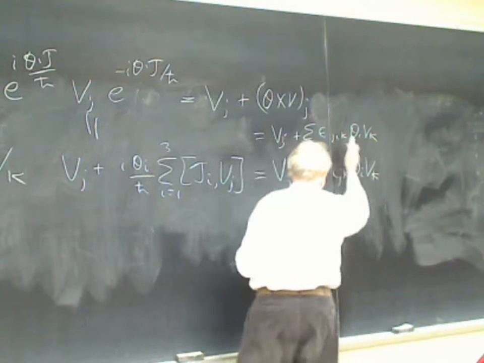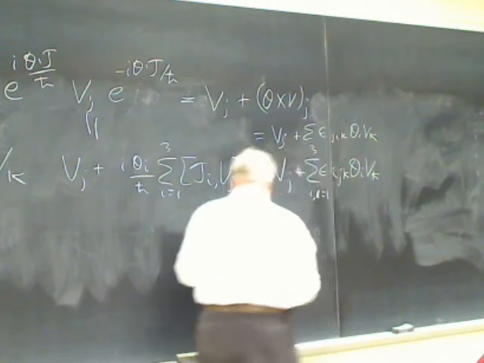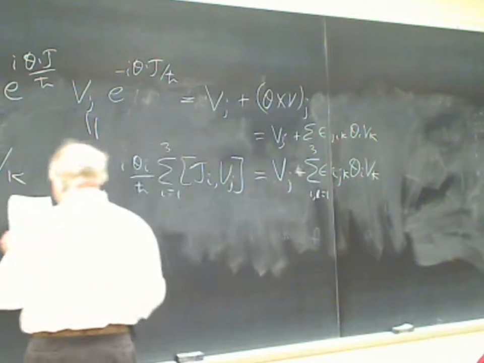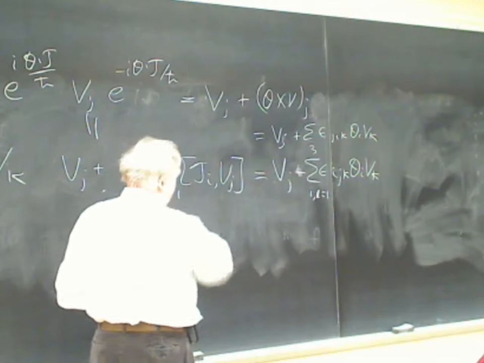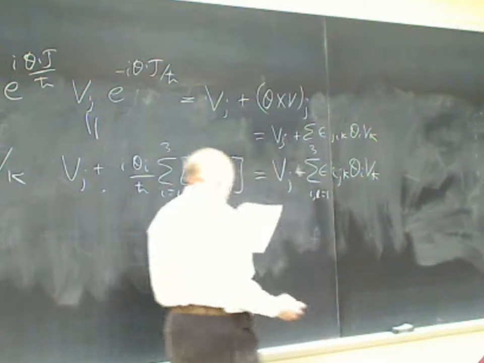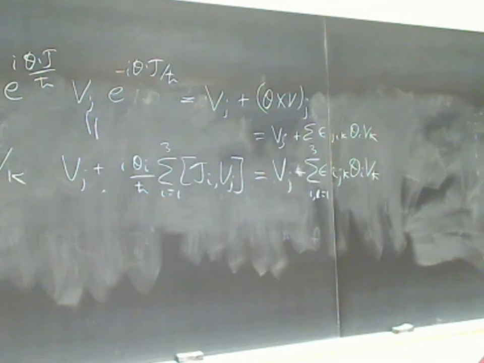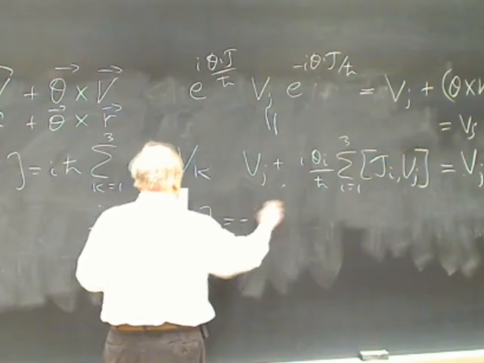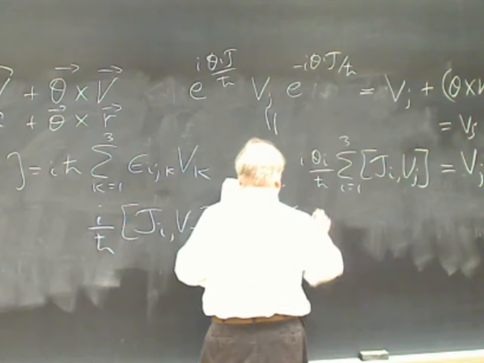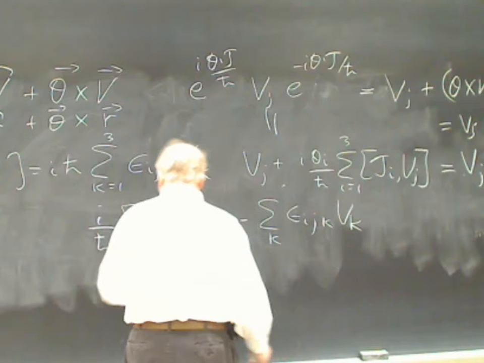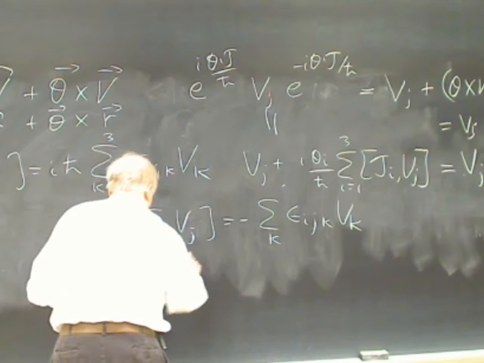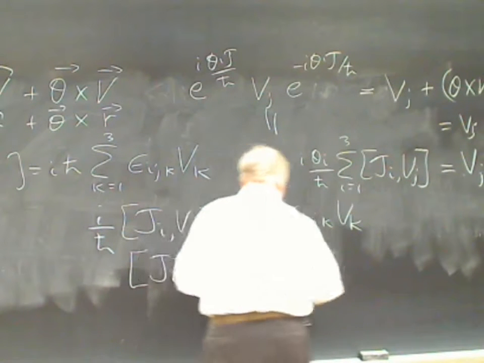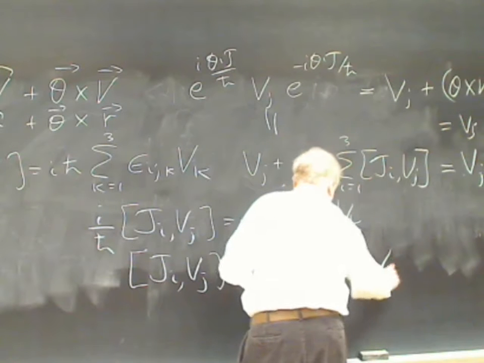Because epsilon is totally asymmetric, j i goes to i j. Okay, so dropping the Vj's from both sides and differentiating with respect to theta i, what we get is, let me go over here to blackboard space, i over h bar J_i V_j is minus the sum on k epsilon i j k V_k, or J_i V_j is i h bar sum on k epsilon i j k V_k.